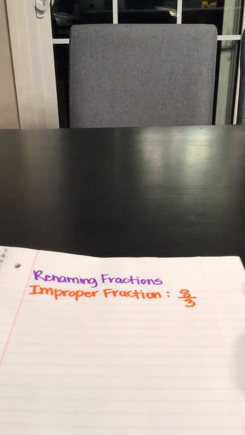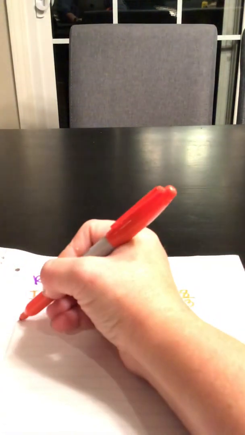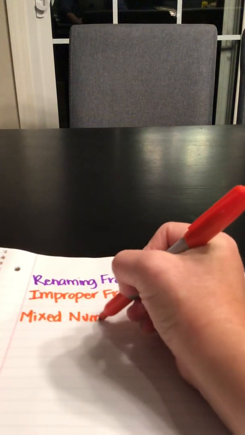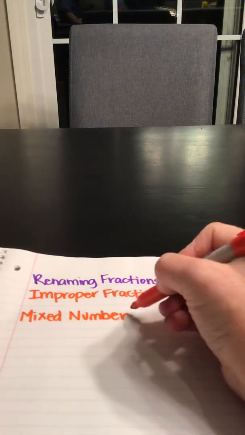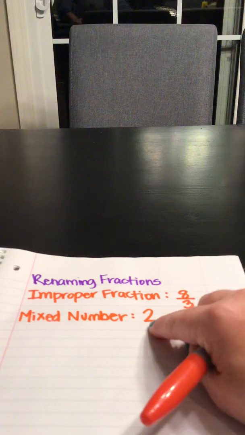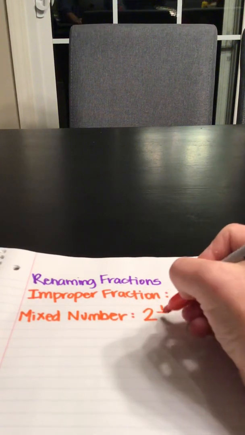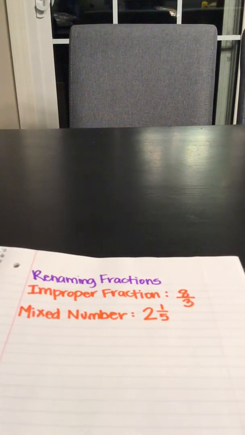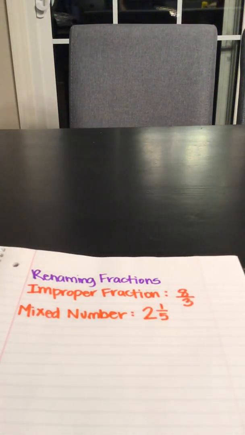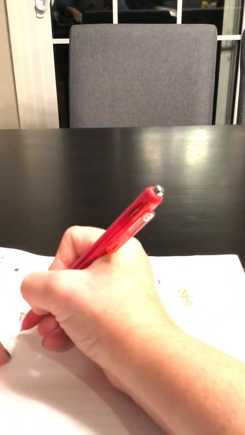Okay, let's write what a mixed number looks like. What is a mixed number? A mixed number has part whole number and part fraction, like that. And you can change them back and forth. These two are not equal. We're going to go ahead and practice changing some fractions from improper to mixed numbers. So let's write this down.